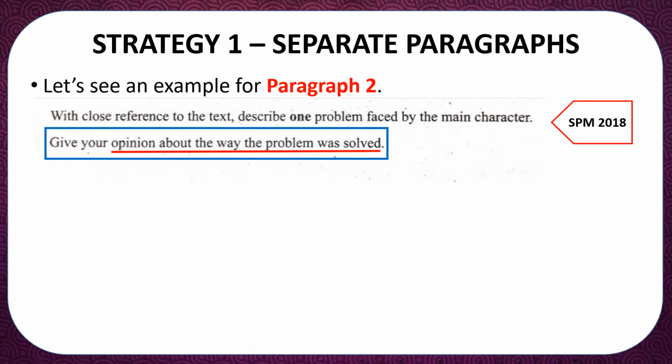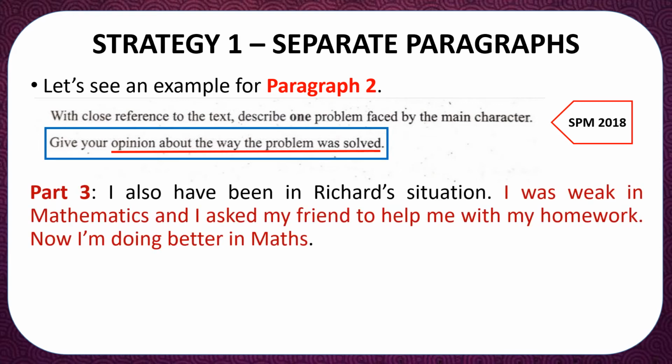Now, for part 3, you need to relate to yourself. How to do that? Let's see. I also have been in Richard's situation. I was weak in mathematics and I asked my friend to help me with my homework. Now I'm doing better in math. As I said earlier, you can elaborate on this part, but you don't have to over elaborate. It's okay to have it. It's better to have it than not having it at all, but don't overwrite this part, okay?